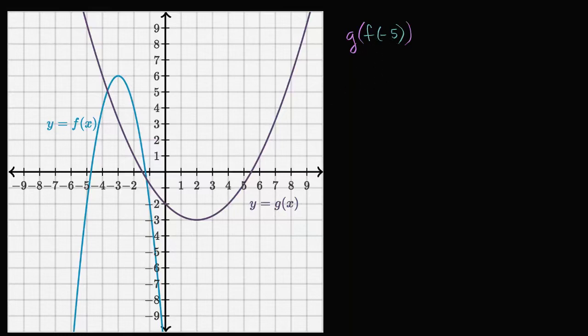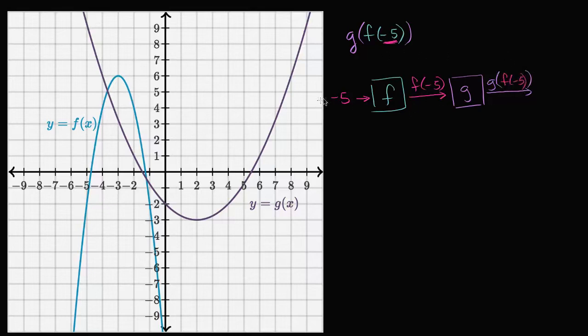So really what we're doing is, we have the function f. We're going to input negative 5 into that function, and it's going to output f of negative 5. And we could figure what that is. And then that's going to be the input into the function g. And then the output is going to be g of f of negative 5.